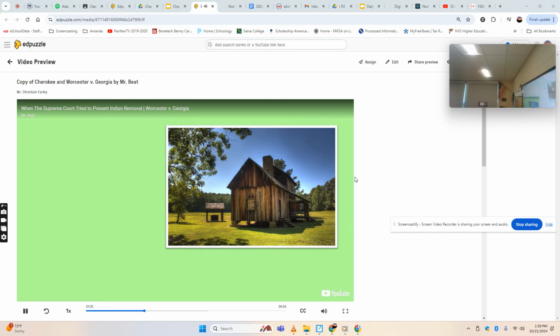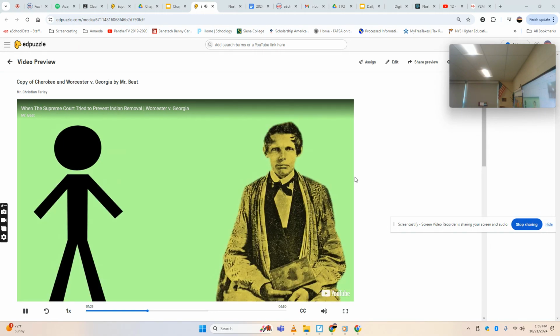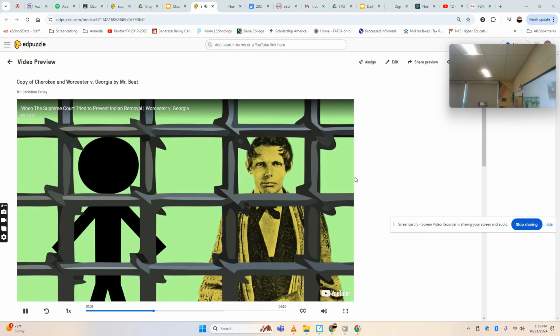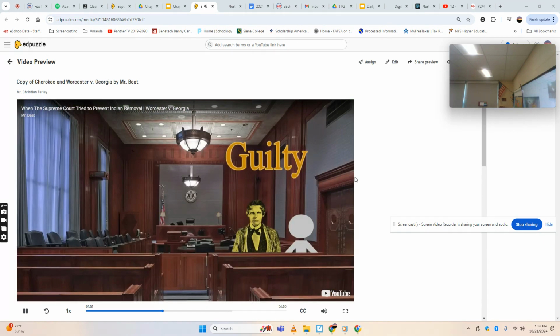But several of these missionaries were rebels, you could say. They refused to leave. Two of them who refused to leave were Eliza Butler, a doctor from Connecticut, and Samuel Wooster, a minister from Vermont. Local authorities arrested Butler and Wooster for, quote, "residing within the limits of the Cherokee Nation without a license" and, quote, "without having taken the oath to support and defend the Constitution and laws of the state of Georgia." They were convicted and sentenced to hard labor for 4 years as punishment.